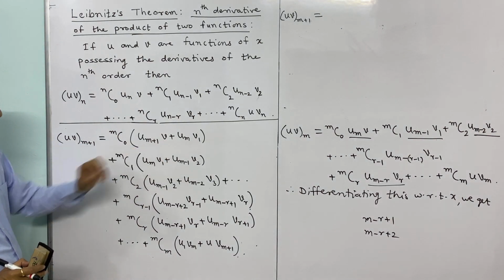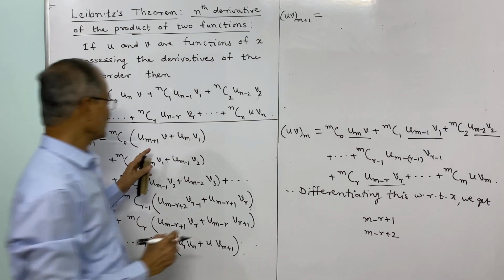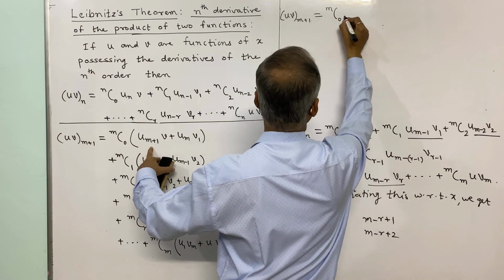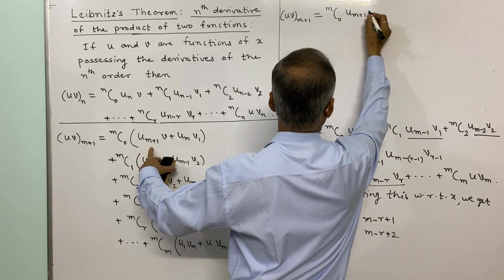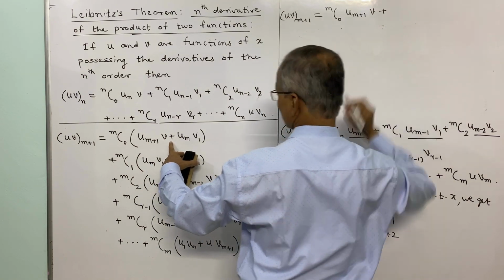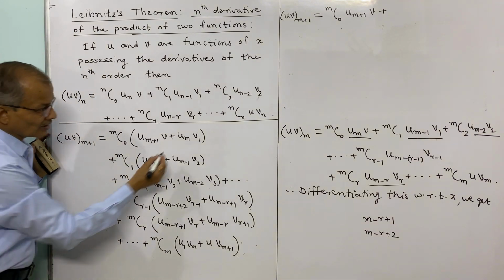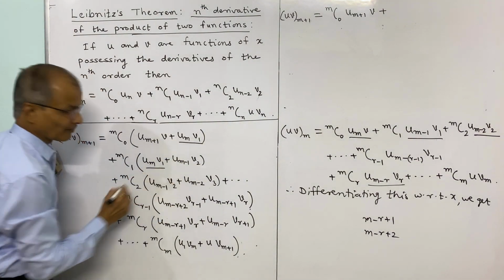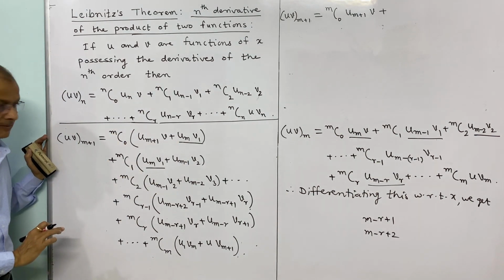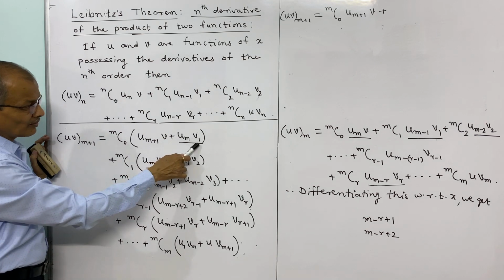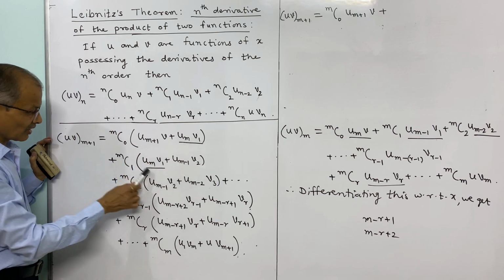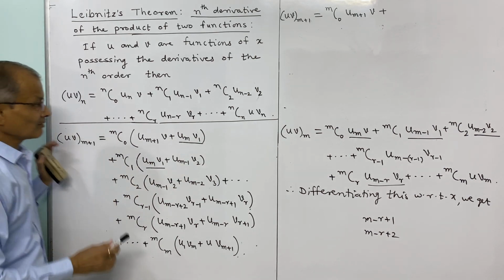This is the term m choose 0 as it is, u_(m plus 1) v, and I shall write this term first as a separate term: m choose 0, u_(m plus 1), the m plus 1th derivative of u into v, plus now we may observe that this term and this term are the same. So we shall take this term common and write their binomial coefficients in brackets. What is the binomial coefficient of u_m into v? That is m choose 0. And what is here the binomial coefficient of the same term? m choose 1. So that is common.